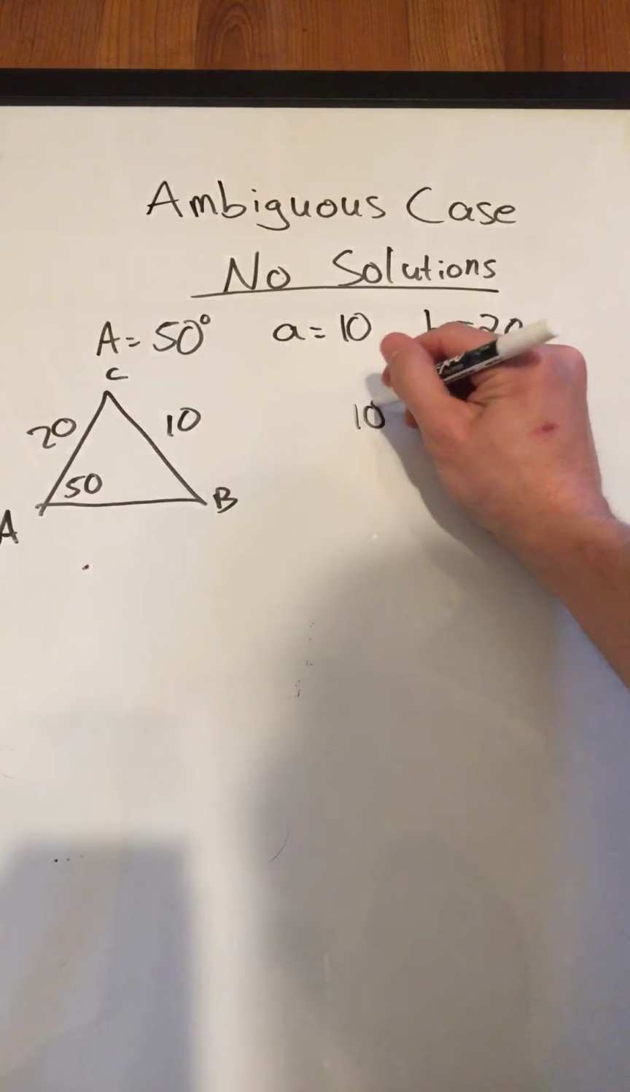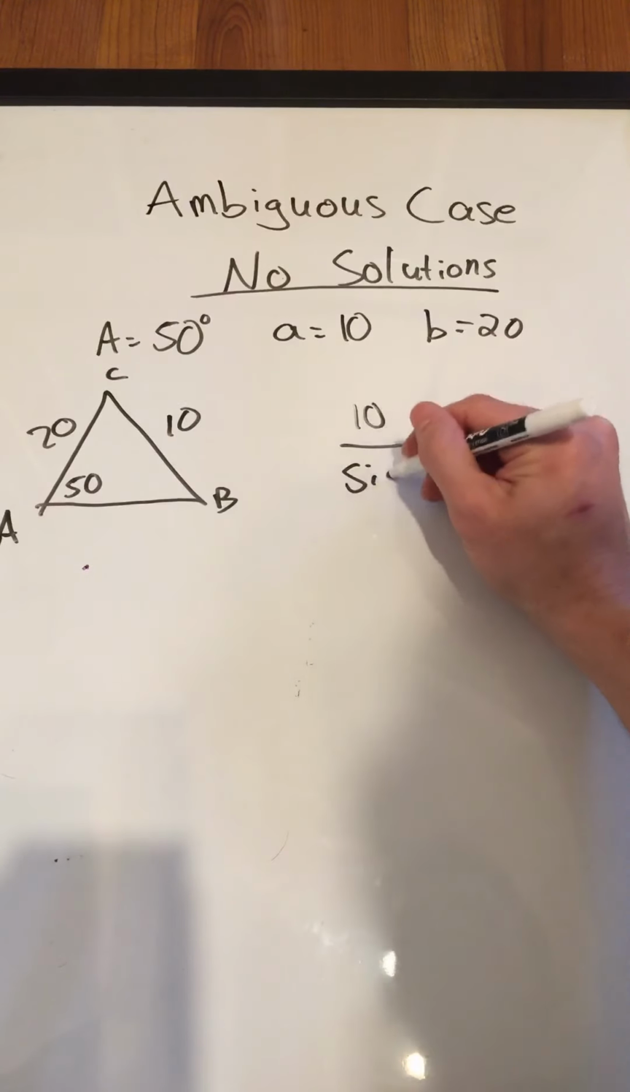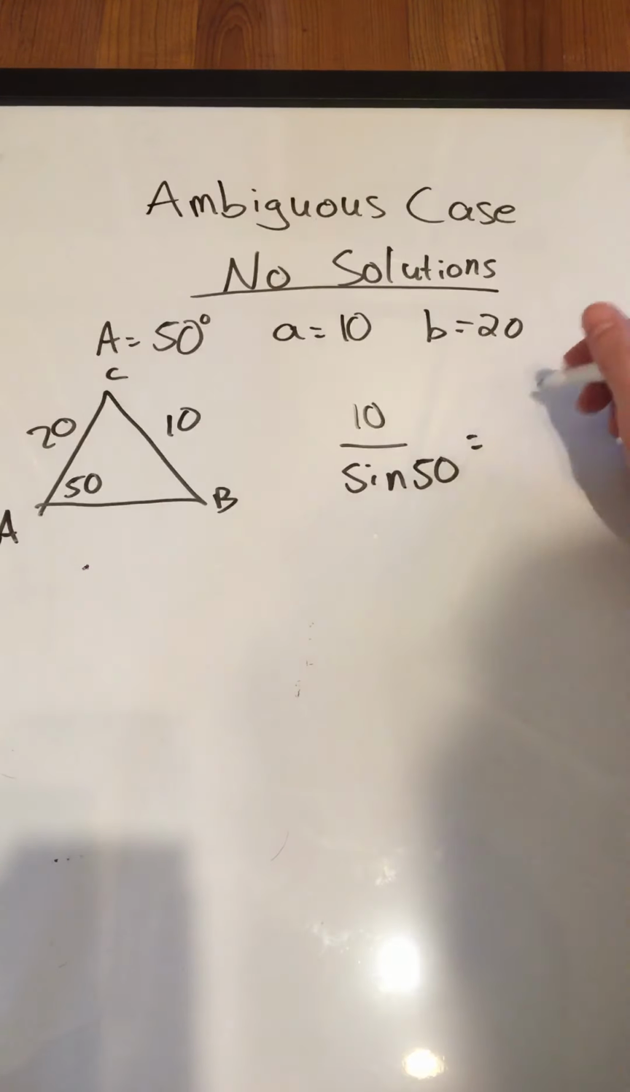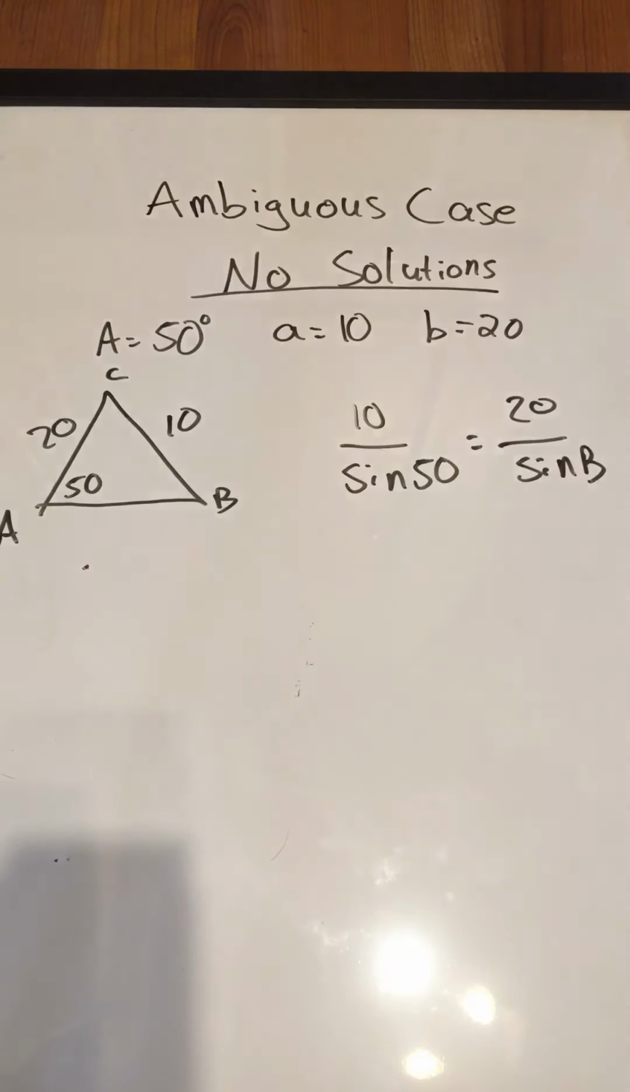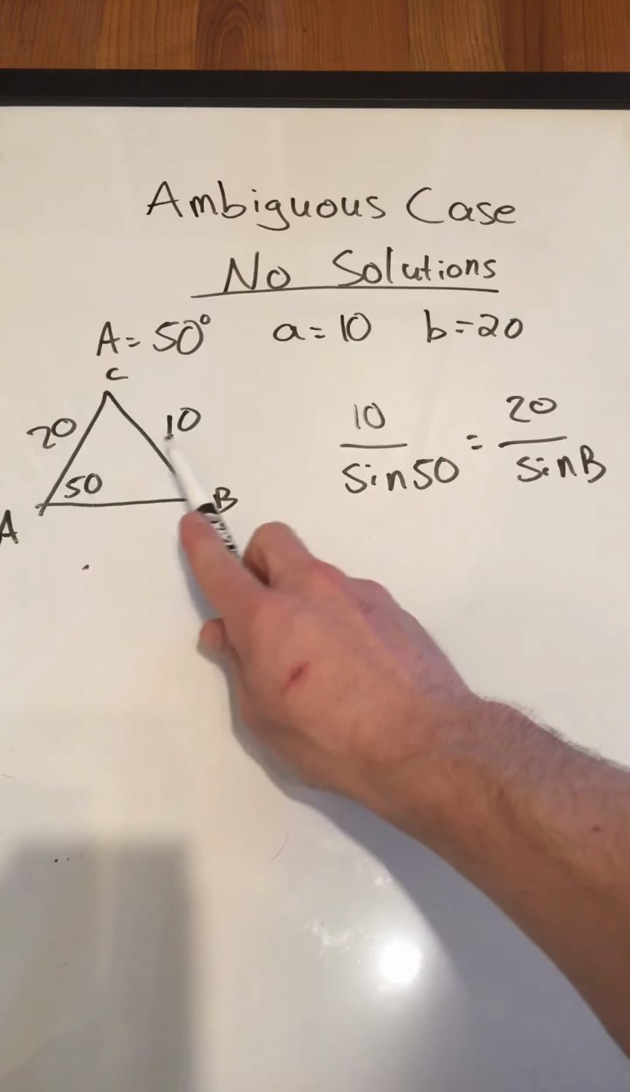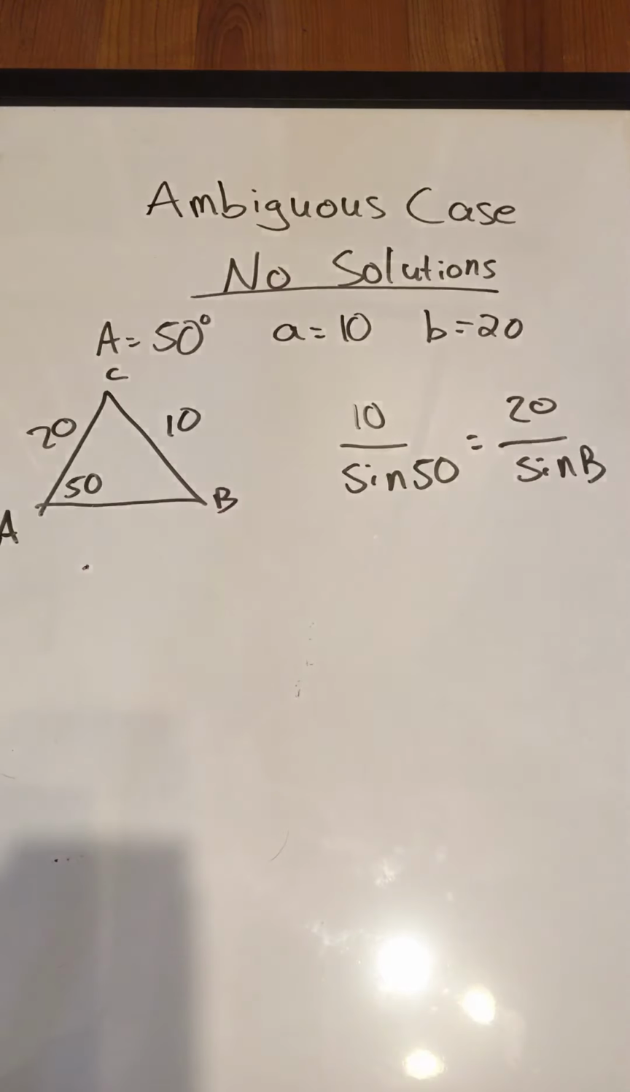So I can set up my law of sines. 10 over sine 50 is 20 over sine B. Now, setting up this problem in this manner, we're again using law of sines because we have an angle across from a side. That's when we use law of sines.